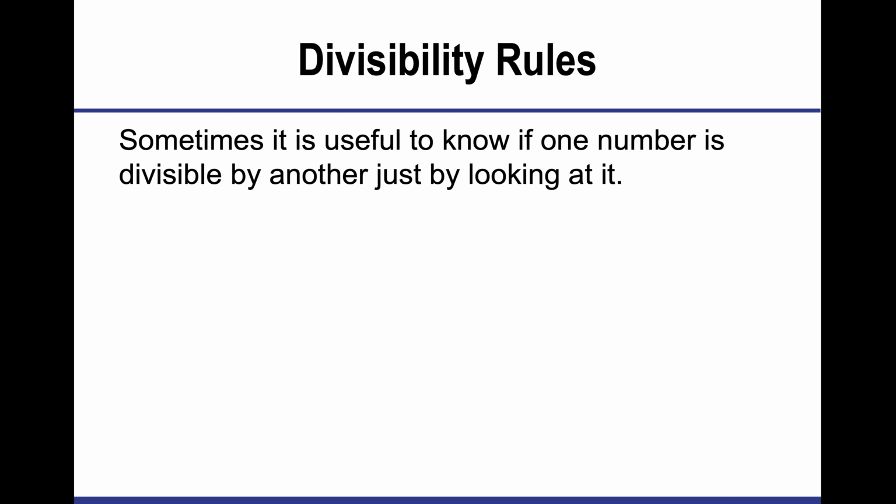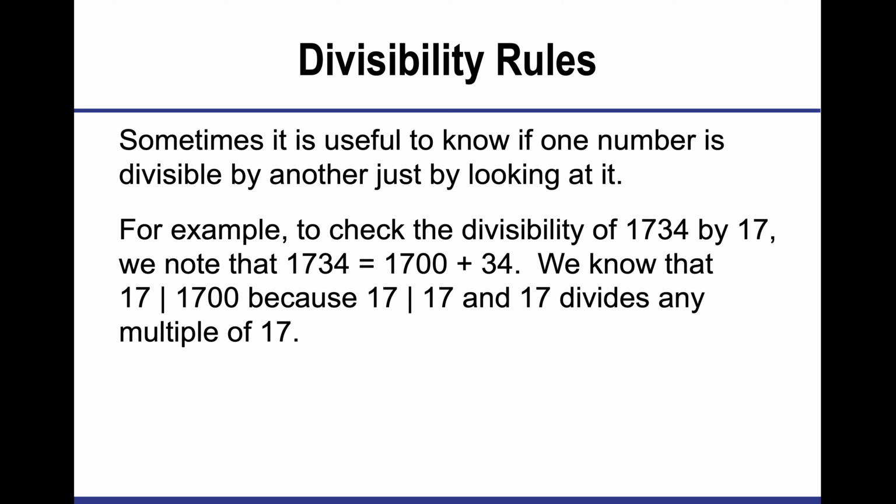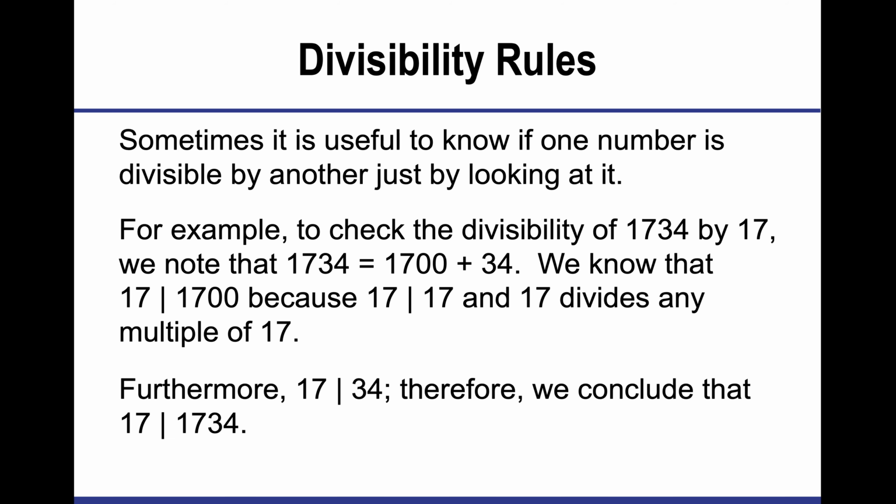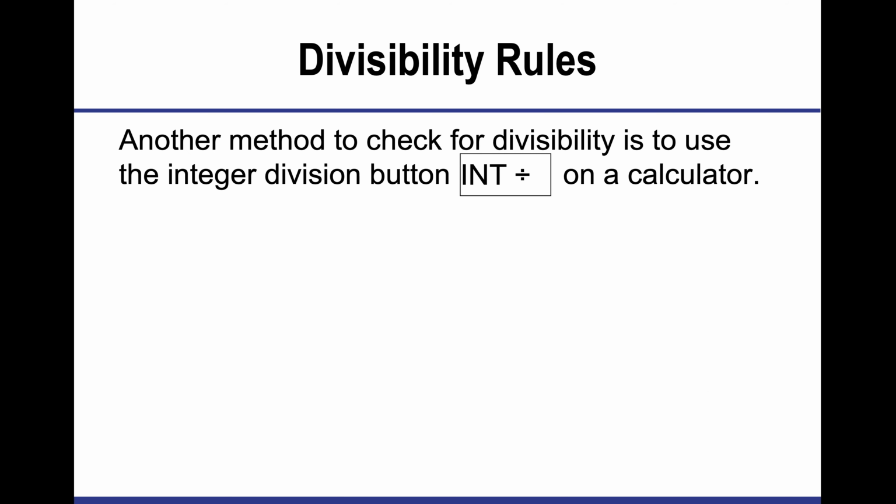Sometimes it might be useful to know if a number is divisible by something just by looking at that number. So we don't want to actually do the division. We just want to say, is it divisible? So for instance, if I've got the number 1,734, if I have a calculator, then it might be easy to know if I could divide it by 17, but especially if I don't have a calculator, it's going to take a while if I try and do that with long division. So what we can do is we can use our divisibility rules.